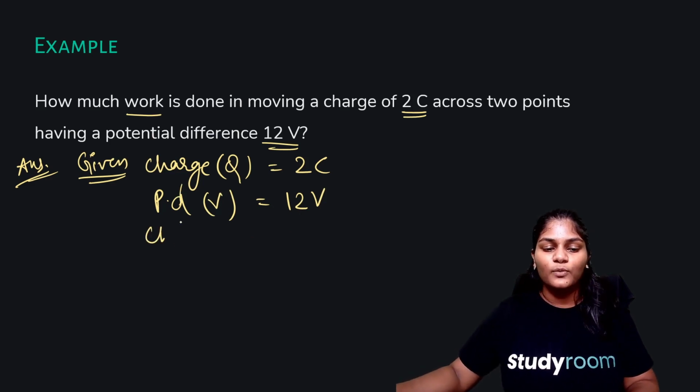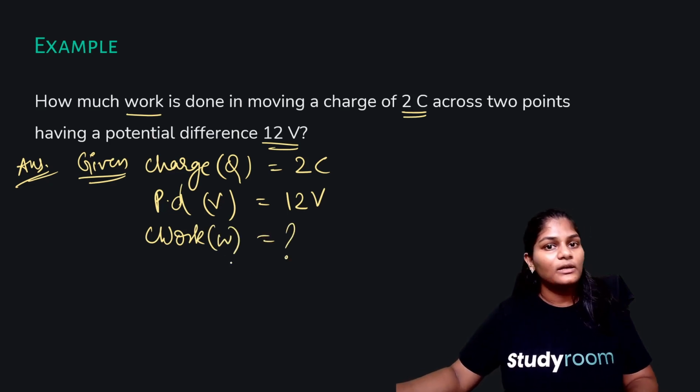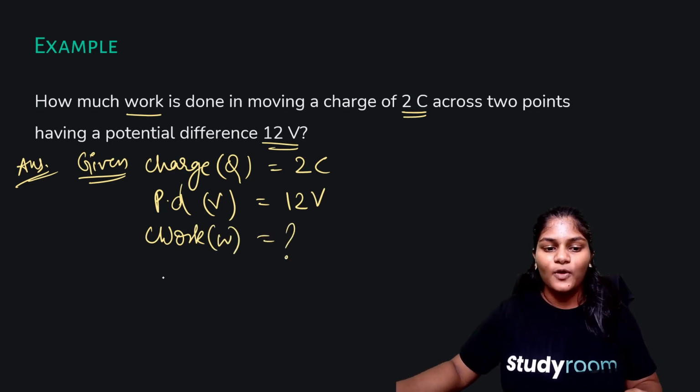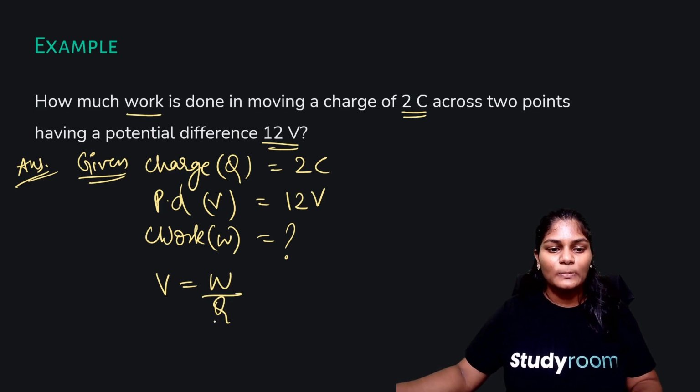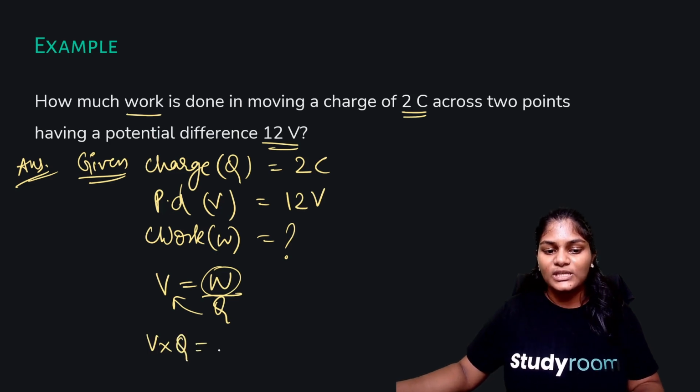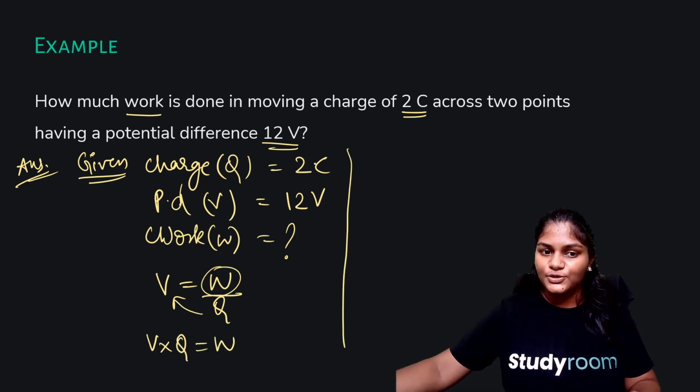Okay. And then what do we have to find? We have to find the work. How is it represented? It is represented by W. So we're going to use the simple formula that we learned, that V is work done per unit charge, which means W by Q. So we have to find W, we take Q to the other side. So V into Q is equal to W. We put the values of what is given to us.